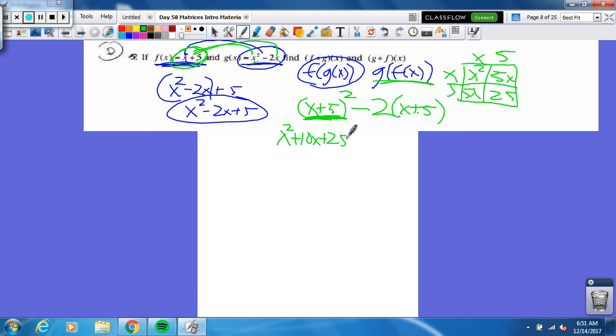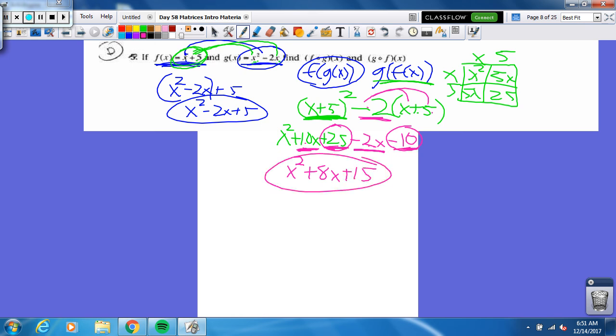What am I going to do here? Let's distribute this. That's minus 2x. Negative 2 times 5 is minus 10. Okay? Now what are we going to do? Let's combine like terms. 10x, negative 2x, and 25 and negative 10. Those are like terms. So we got x squared plus 8x, that's 10x minus 2x, and then 25 minus 10 is 15. There you go. And that is the answer to the second one, g of f of x.